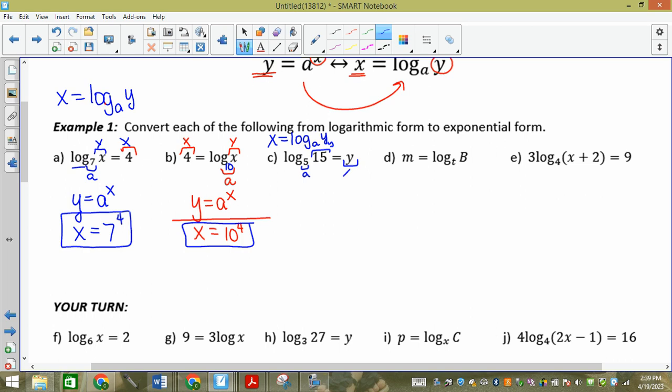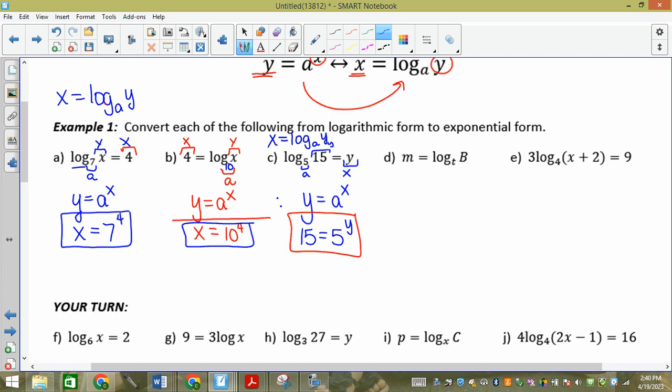Then I'm filling it into the exponential, which is y equals a to the x. So what goes in for y? 15. What goes in for a? 5. What goes in for x? Y. Done.